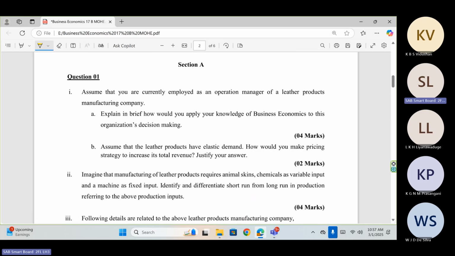Which effect is dominating? In this elastic situation, when the price is changing, quantity is changing more than that percentage. That means it is not the price effect. The TR is dominated by the quantity. Then, as the firm, other than the price, this firm should consider the number of units produced to increase the TR.